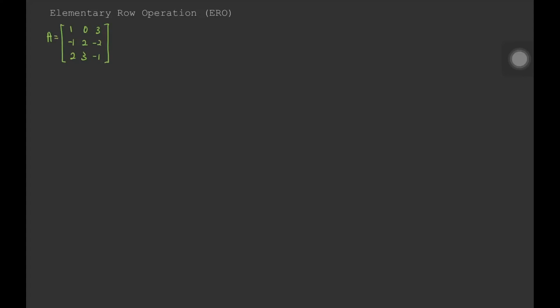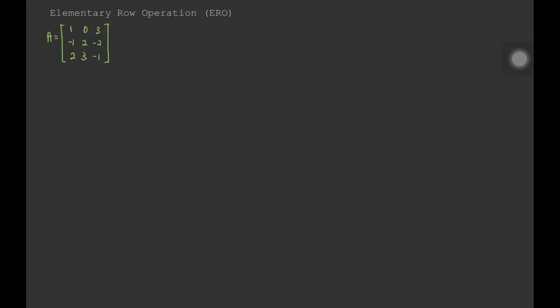So in this video we're going to look into how we're going to use our elementary row operation for us to find the inverse of a matrix. Let's say here we have our matrix A. We want to find the inverse of our A.